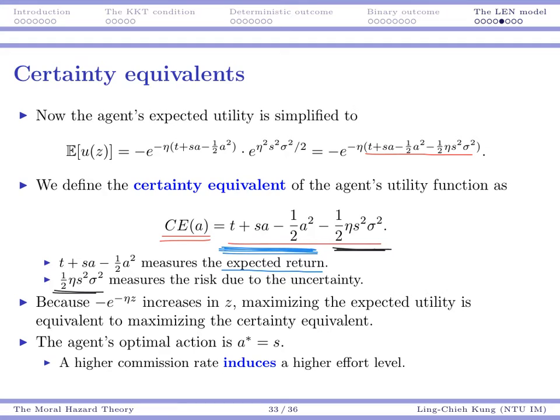So once we know this, then all we need to do is to find A to solve this. Obviously, the answer would just be small s. And what does that mean? This is very intuitive, because that means if the principal increases the commission rate s, that's going to increase the effort level of the agent. A higher commission rate can induce the effort level. In one extreme case, if s is 0, then the agent will not do anything. If s is 0, then A would just be 0.